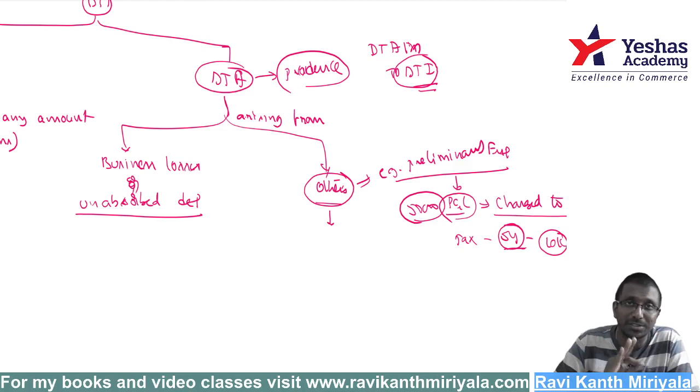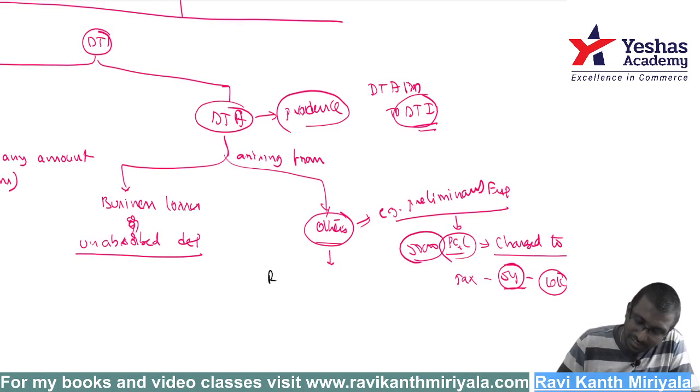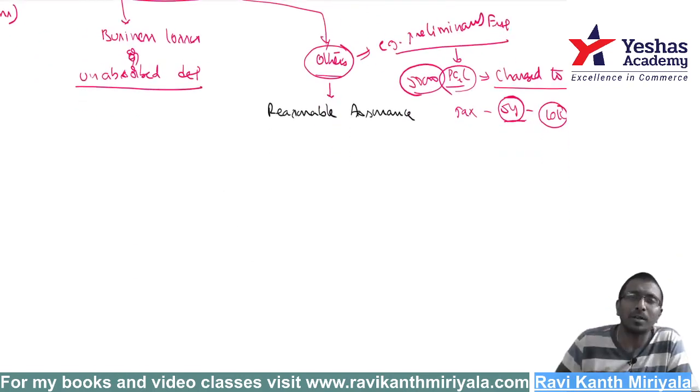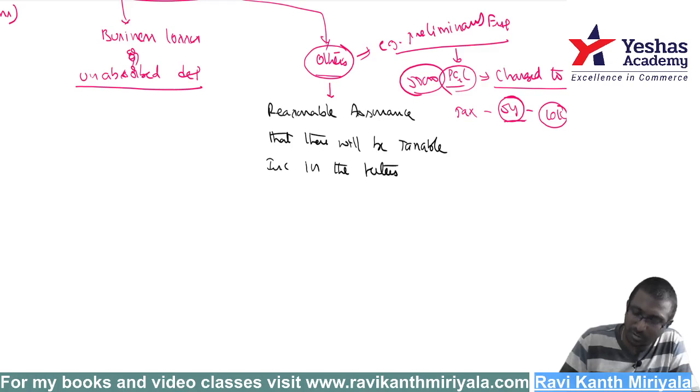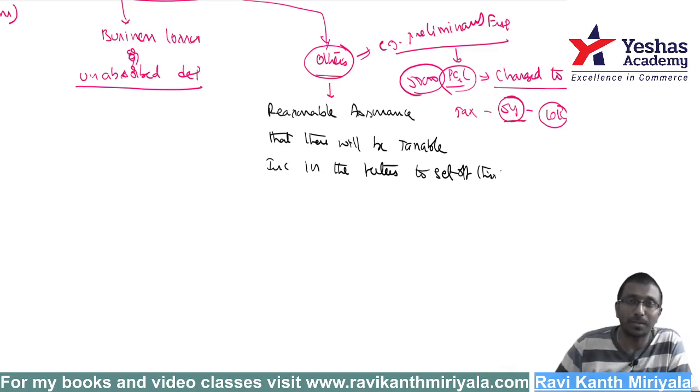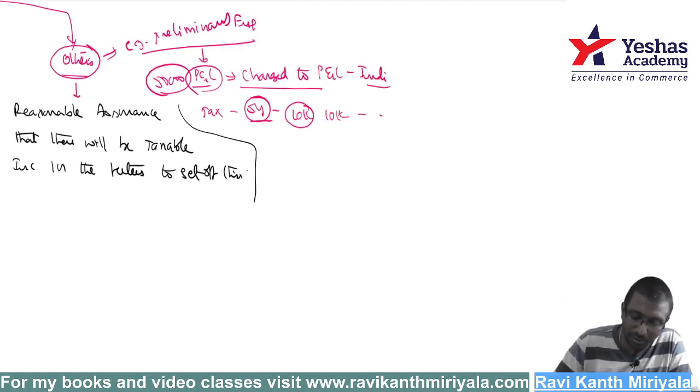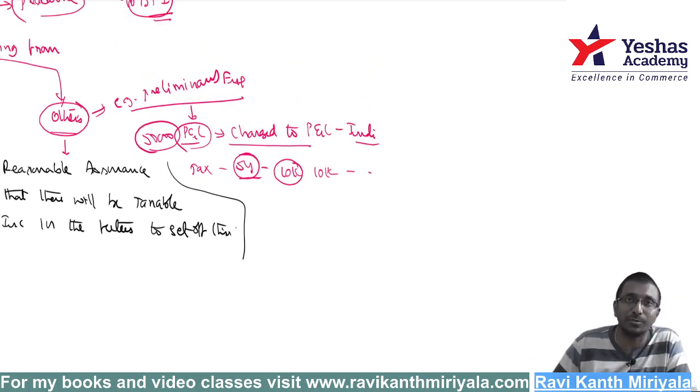If it is arising from any other reasons, other than business losses and unabsorbed depreciation, what does the standard say? Reasonable assurance is sufficient. Reasonable assurance that there will be taxable income in the future to set this off. Listen carefully. If you understand this point correctly, the next point will become easy for you.